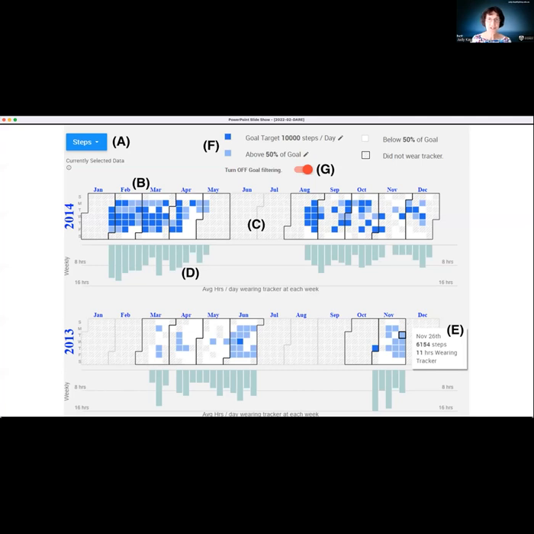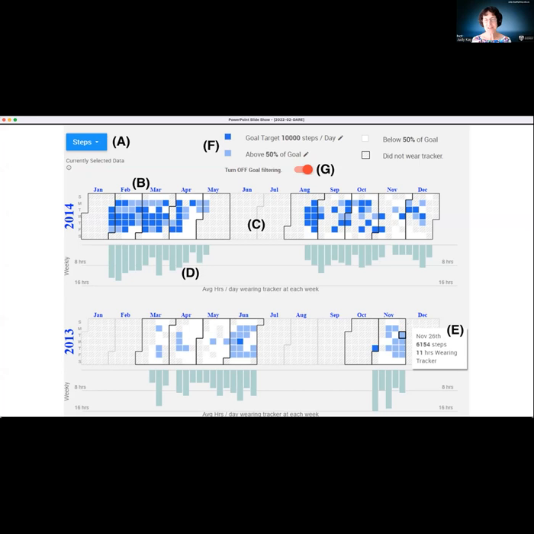So this was the interface. We had A is the steps, B is the stuff I showed you of the color. C is where there was no data. D was where we showed something to users they didn't care about in our user studies, which is how much time they wore their device each day on average.